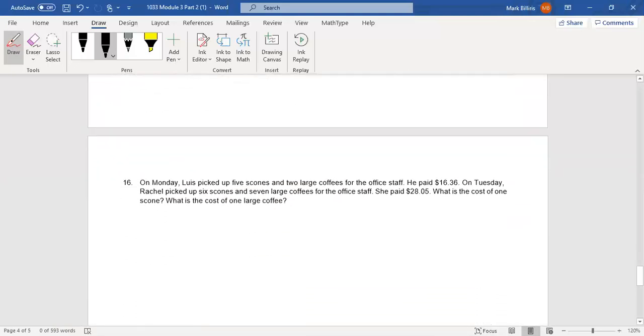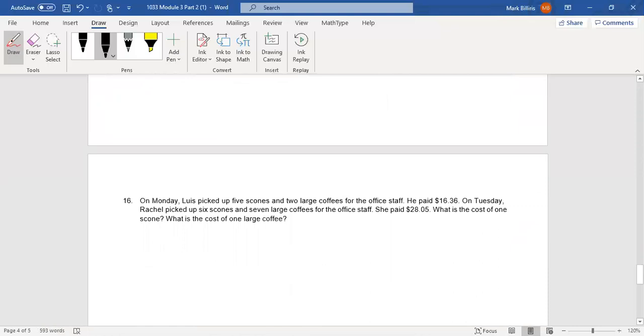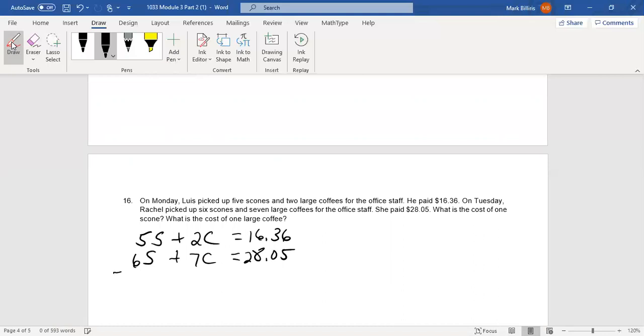Next example, very similar. So it says on Monday, Louis picked up 5 scones and 2 large coffees. So 5 scones plus 2 large coffees will equal the $16.36. On Tuesday, Rachel picked up 6 scones and 7 large coffees, and she paid $28.05. So again, you see we have a system of equations. So again, you're going to multiply both equations to either make the S's opposite or the C's, and then solve.